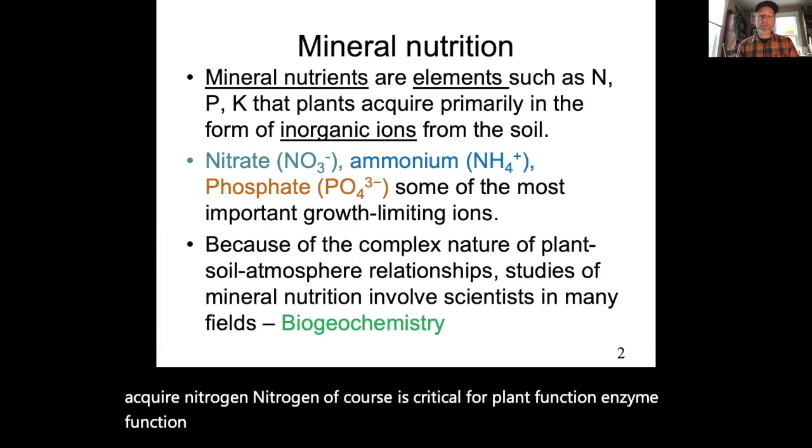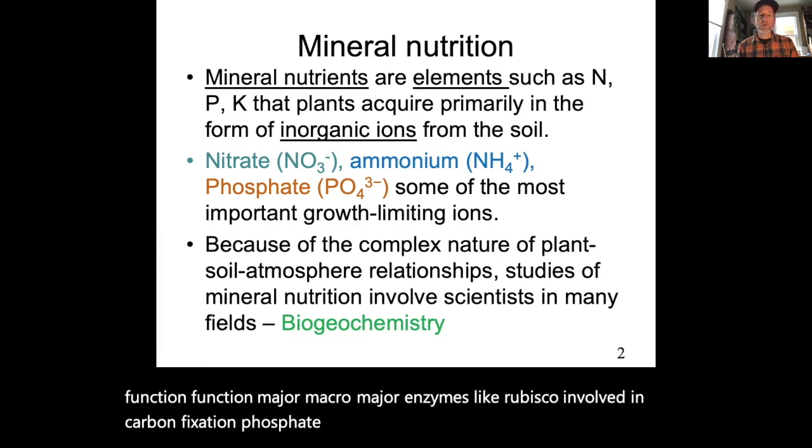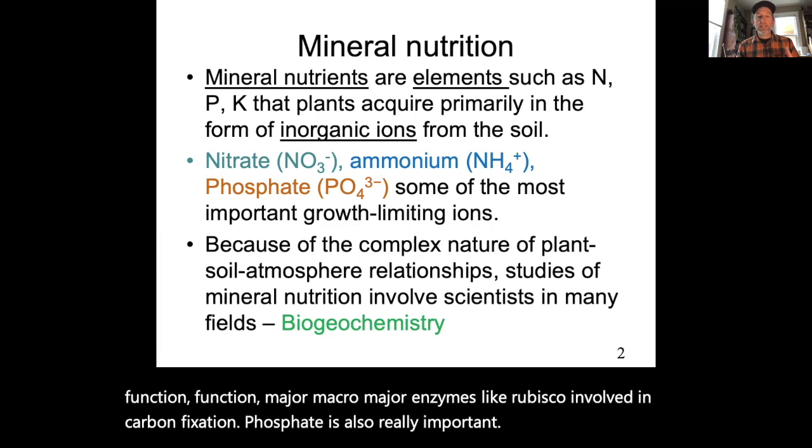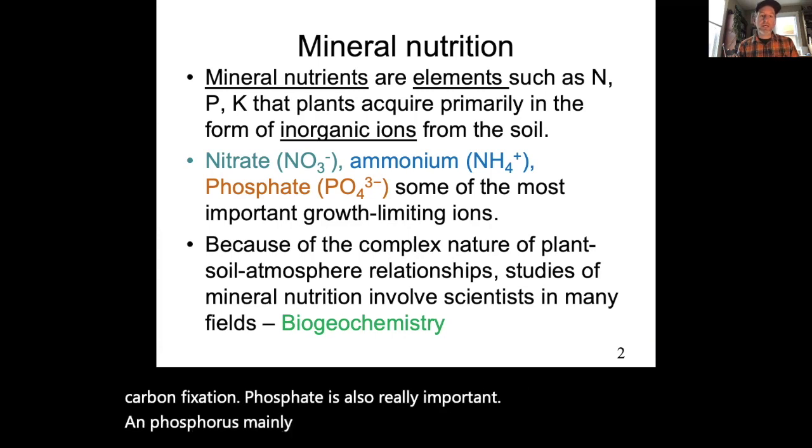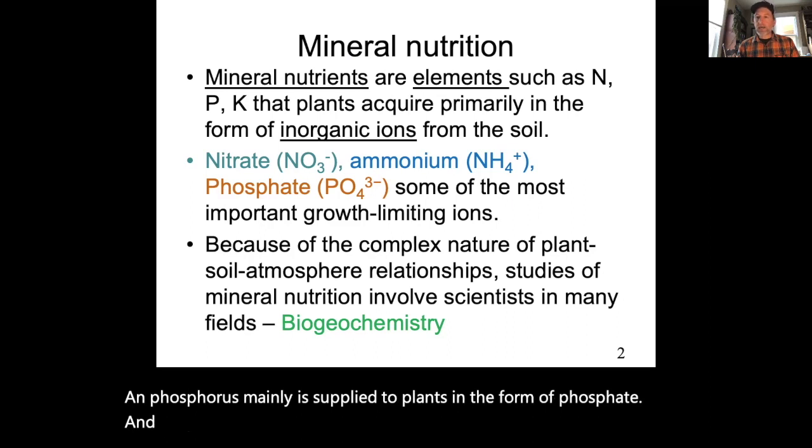major enzymes like rubisco involved in carbon fixation. Phosphate is also really important, and phosphorus mainly is supplied to plants in the form of phosphate. And these tend to be growth limiting ions in forest ecosystems.